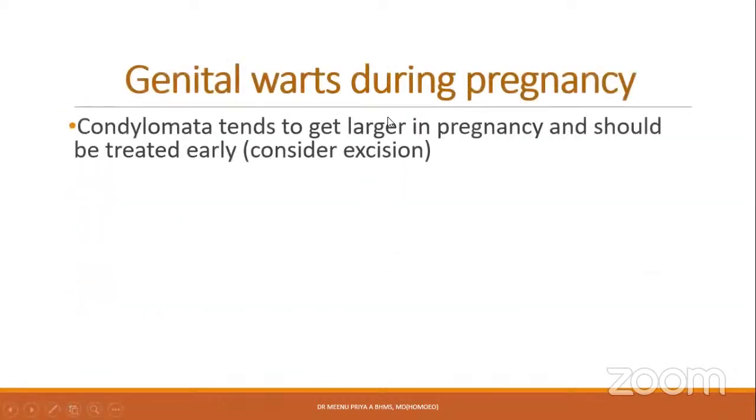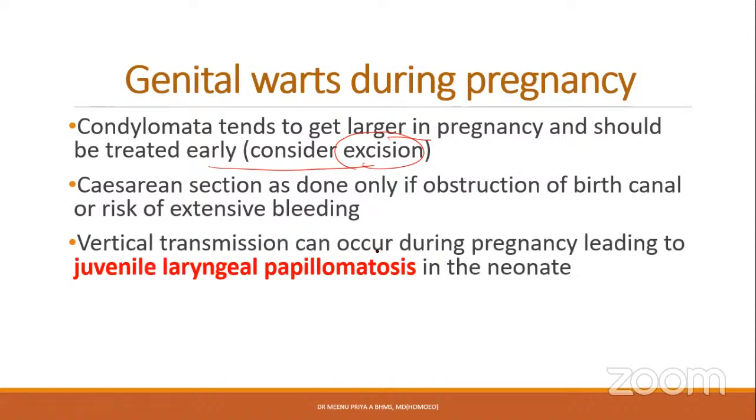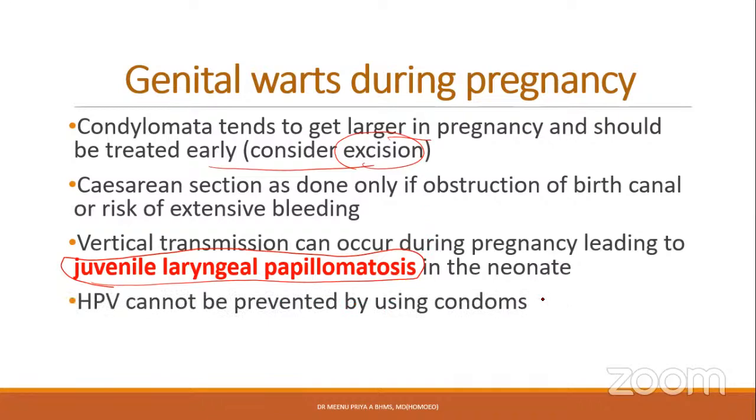Next, genital warts during pregnancy. Condylomata tend to get larger in pregnancy and should be treated earlier, that is, excision should be done. C-section is done only if obstruction of the birth canal or risk of extensive bleeding is there. Vertical transmission occurs during pregnancy, leading to juvenile laryngeal papillomatosis. If a question asks about juvenile laryngeal papillomatosis in a neonate, the condition in the mother during pregnancy is usually genital warts. HPV cannot be prevented by using condoms. So condoms are not a preventive measure for HPV spread.